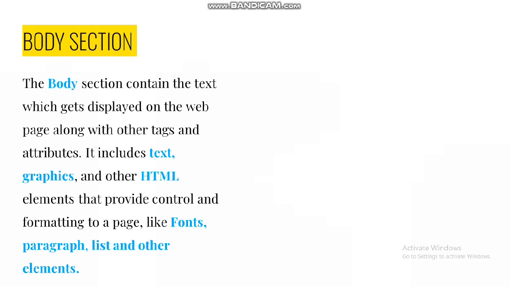Now we'll see what is a body section. The body section contains the text which get displayed on the web page along with other tags and attributes. It includes text, graphics and other HTML elements that provide control and formatting to a page like fonts, paragraph, list and other elements. Basically, the body tag contains the contents of your document which get displayed on the web page in your browser. In the body tag, we use formatting elements, images, heading, list, etc. to enhance the appearance of a web page.